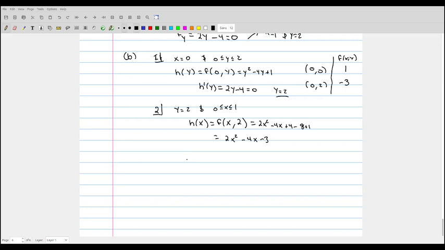The only critical point inside the domain from 0 to 1 is when the derivative of the function h is equal to 0, which corresponds to the equation 4x minus 4 is equal to 0, which gives us an interior critical point of x is equal to 1 for this function h.